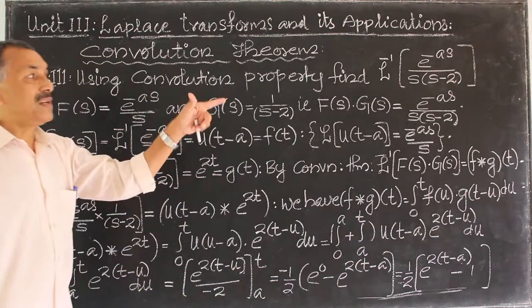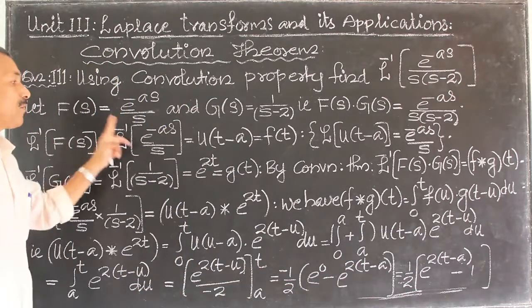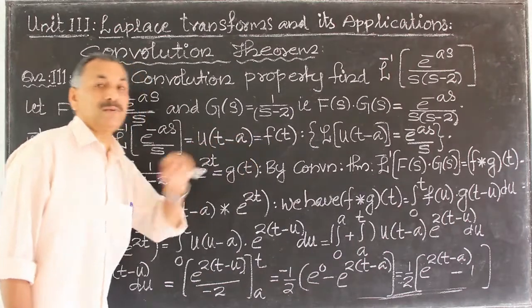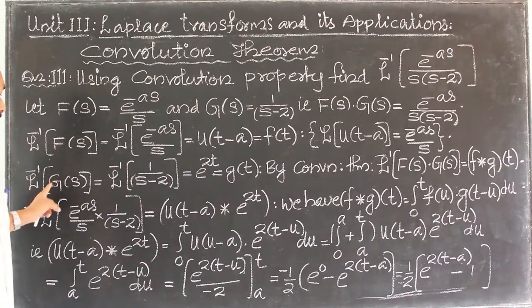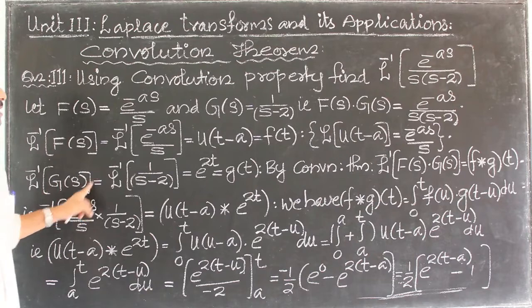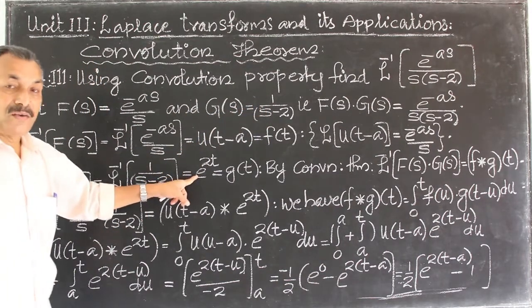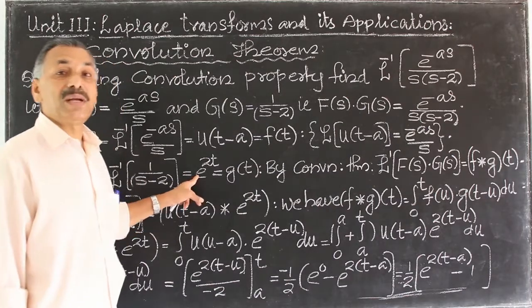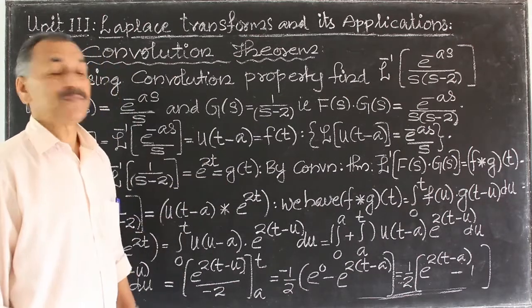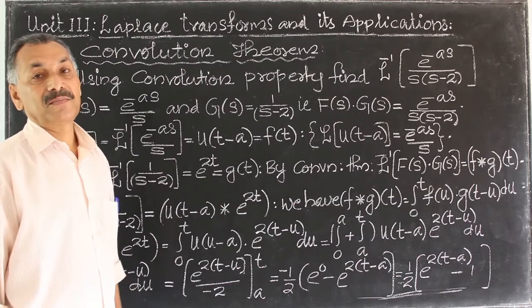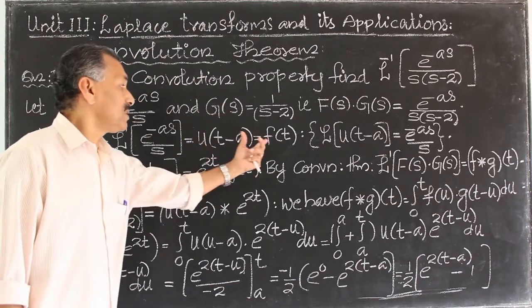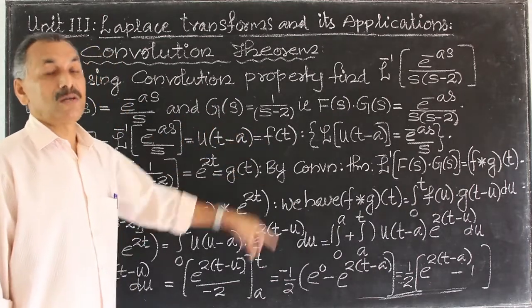Then if you define F of s like this, L inverse of F of s is equal to f of t, u of t minus a. Similarly, what is L inverse of G of s? L inverse of 1 divided by s minus 2, like 1 divided by s minus a, is equal to e raised to at. Here it is e raised to 2t, equal to small g of t. F of s inverse is small f of t. Similarly, G of s inverse is small g of t.